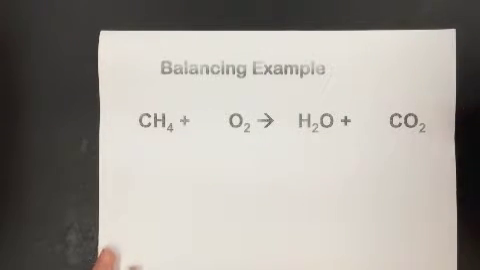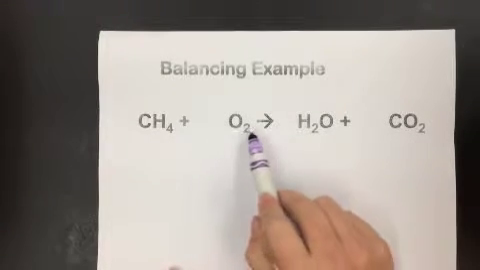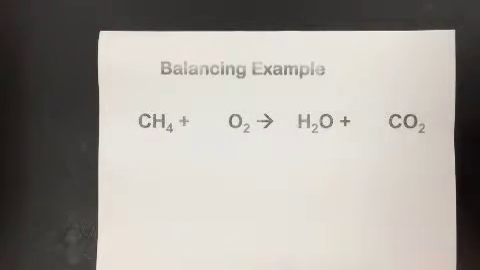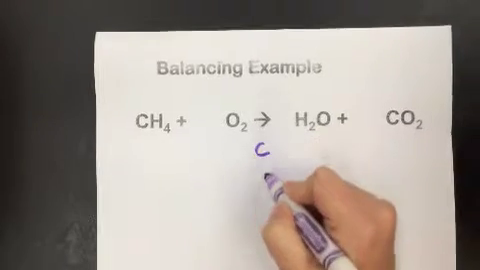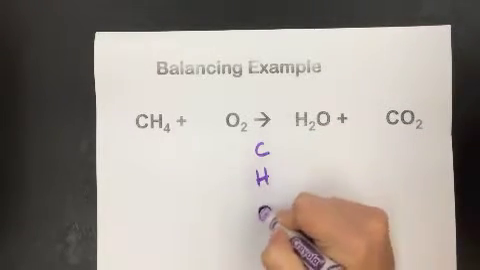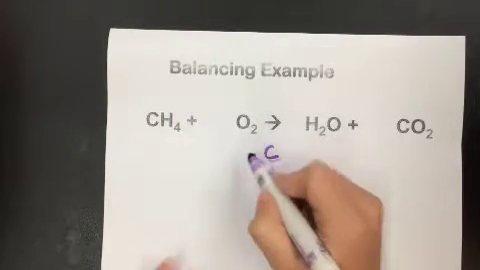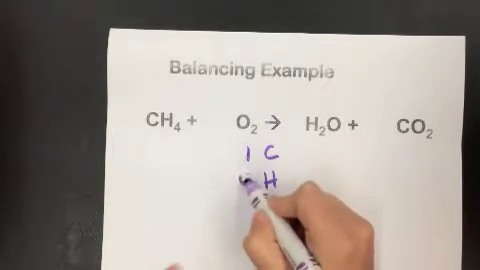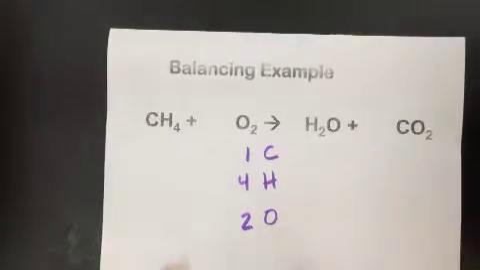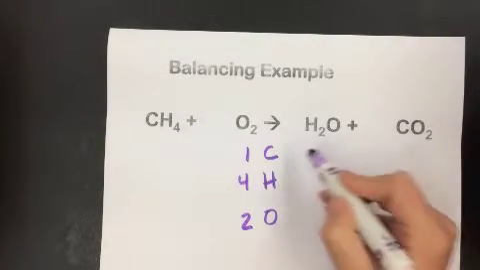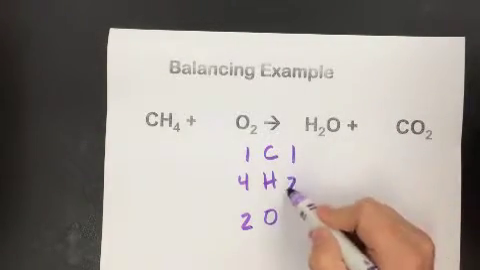Now, the hardest one is your combustion reactions. CH4 plus O2 produces H2O plus CO2. Down the middle, we're going to have C, H, and O. On the left, we have 1 carbon, 4 hydrogens, and 2 oxygens. On the right, 1 carbon, 2 hydrogens.